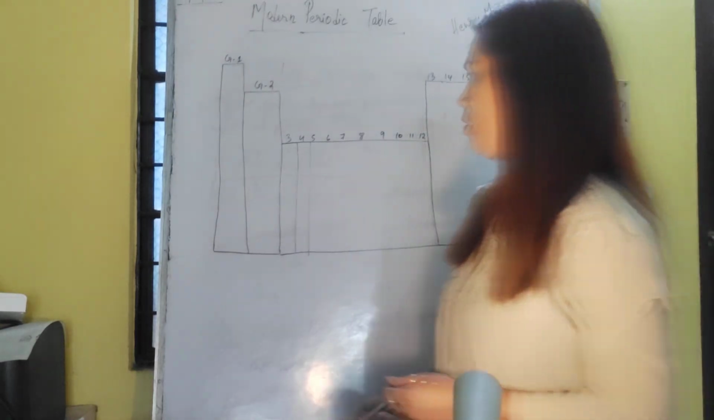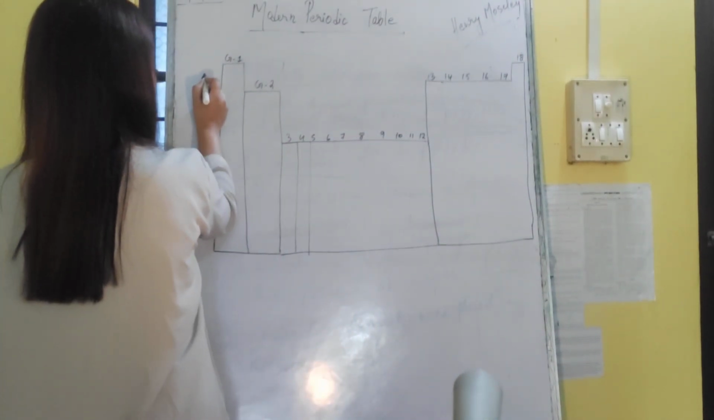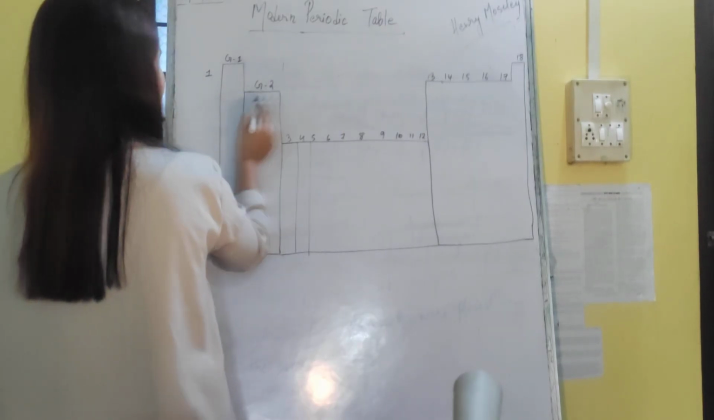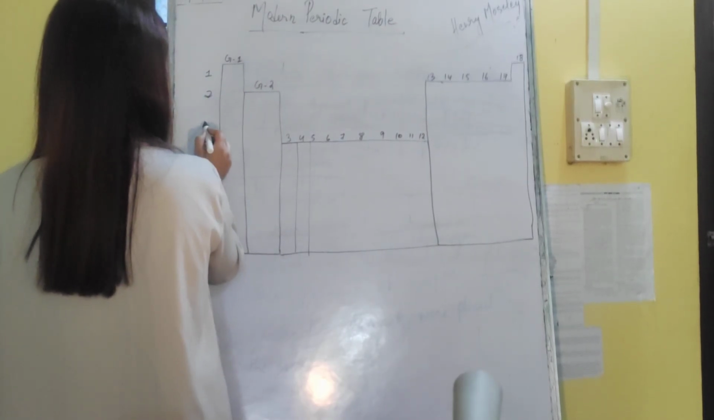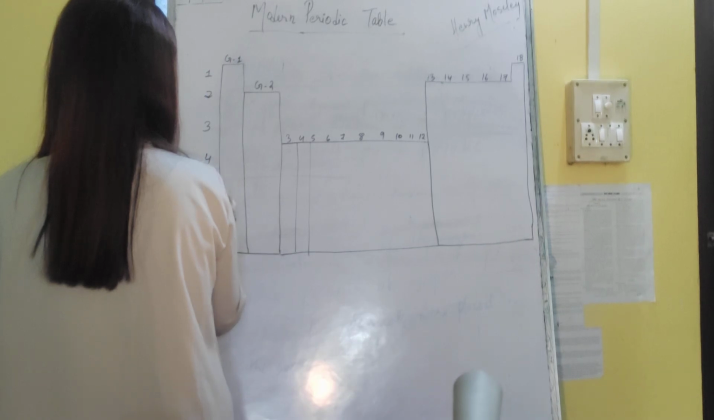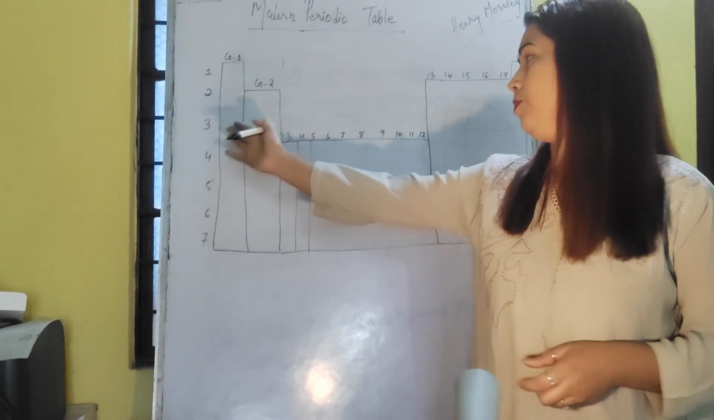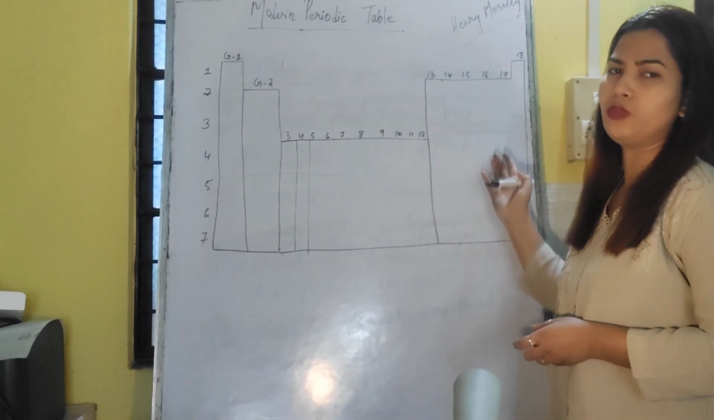And there were 7 periods. This is 1, this is 2, 3, 4, 5, 6 and 7. 7 periods were there and total 18 groups were there.